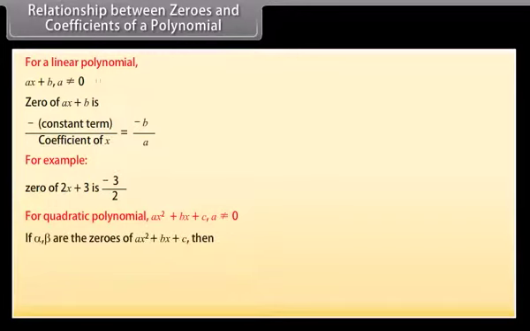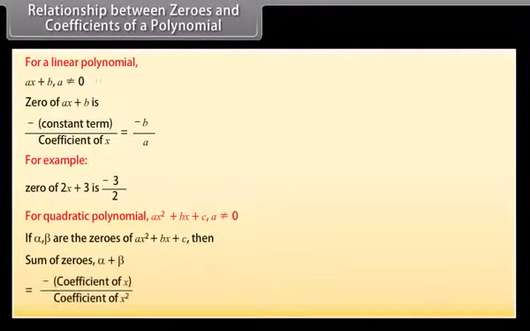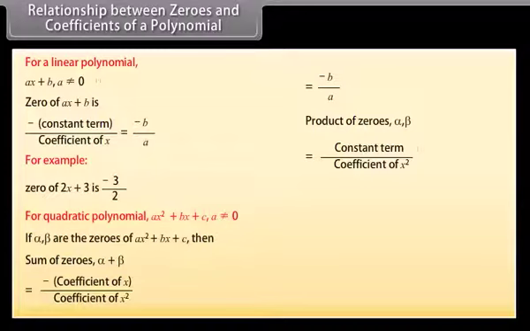If alpha, beta are the zeros of ax square plus bx plus c, then sum of zeros, alpha plus beta, is equal to minus coefficient of x upon coefficient of x square, which equals minus b upon a. Product of zeros, alpha beta, is equal to constant term upon coefficient of x square, which is equal to c upon a. For example, if alpha, beta are the zeros of 2x square plus 3x plus 2, then alpha plus beta is equal to minus 3 upon 2, alpha beta is equal to 2 upon 2, which equals 1.